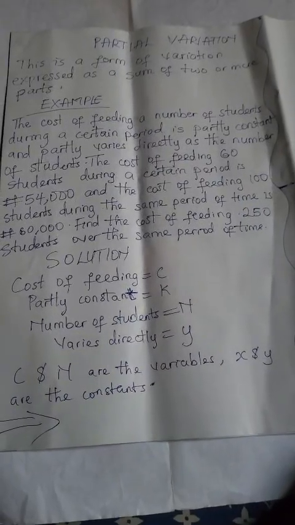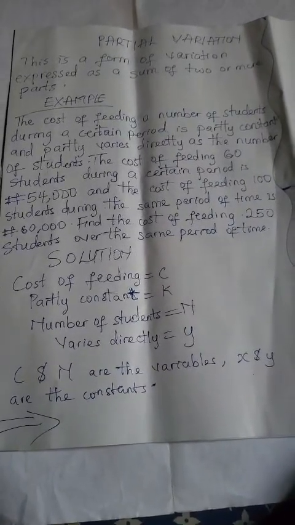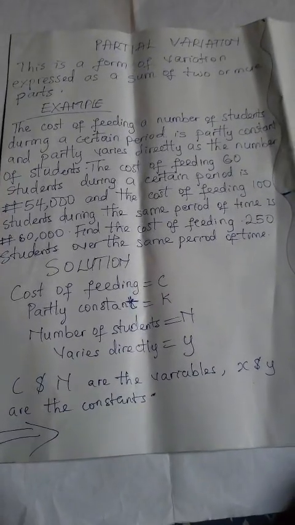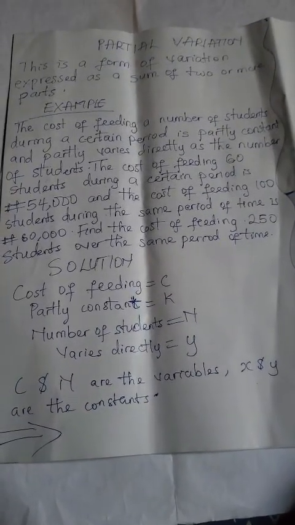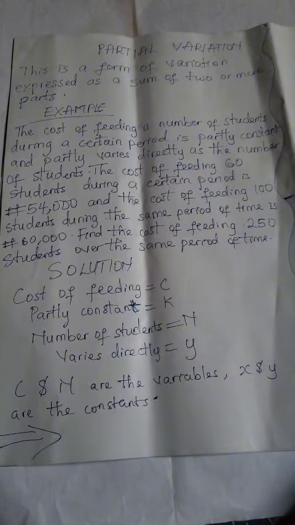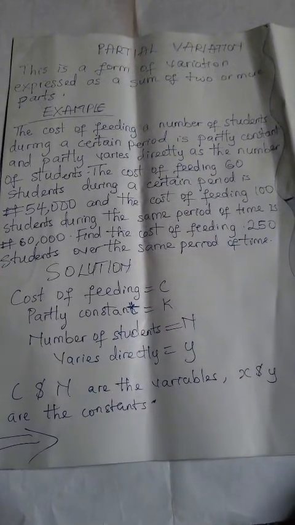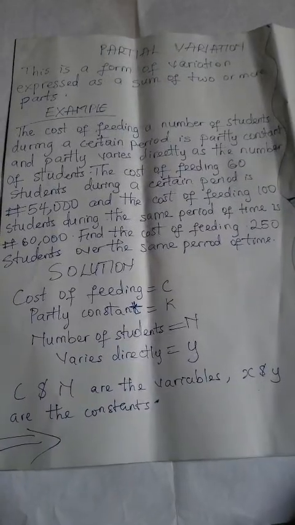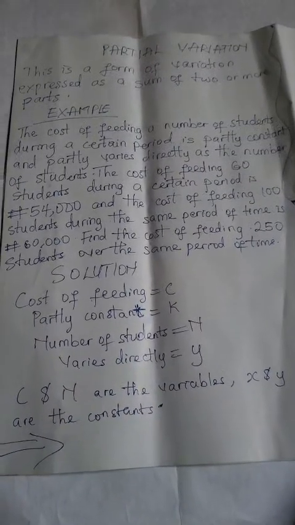The cost of feeding 60 students during a certain period is 54,000 naira, and the cost of feeding 100 students during the same period of time is 60,000 naira. Find the cost of feeding 250 students over the same period of time.